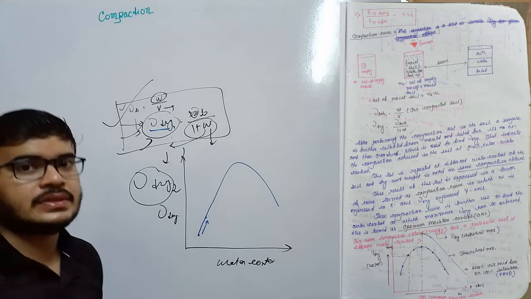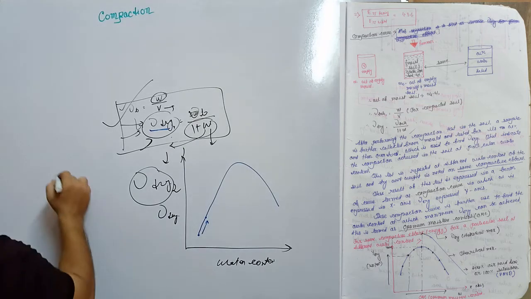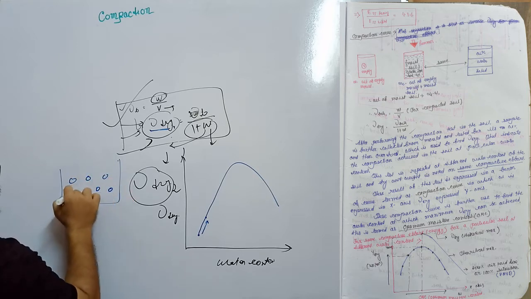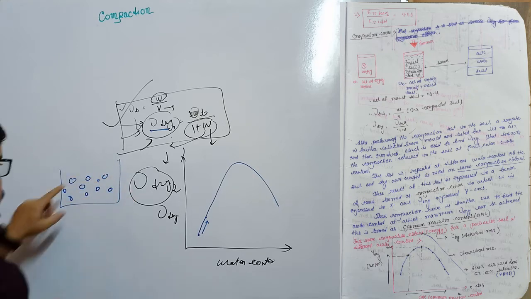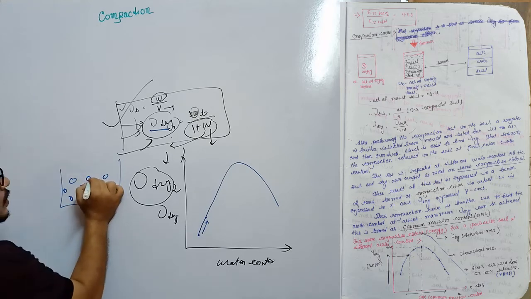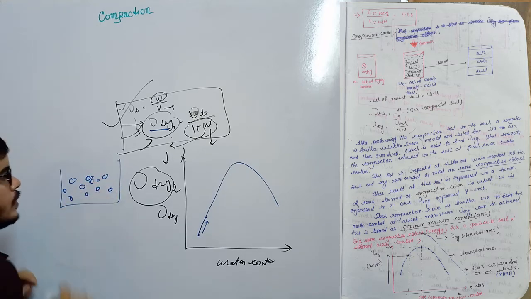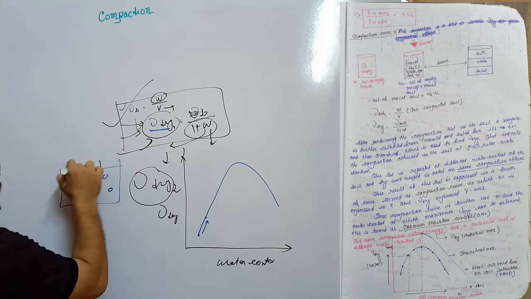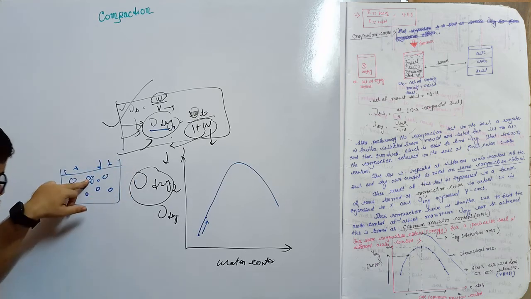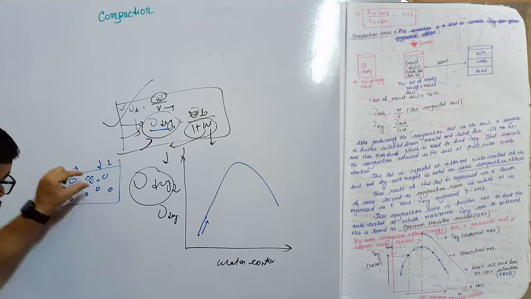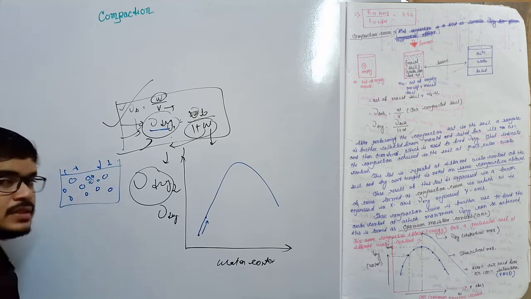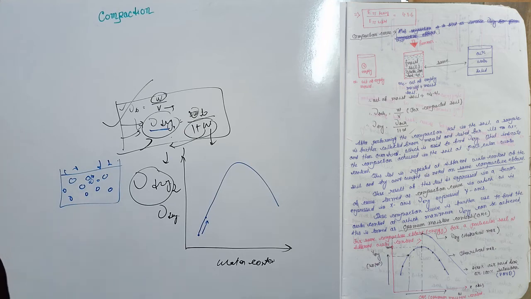And why does this happen? Because, as we already know, when we apply some load, the solid particles will try to slide over each other, and they generate friction. That means they will get some amount of resistance.